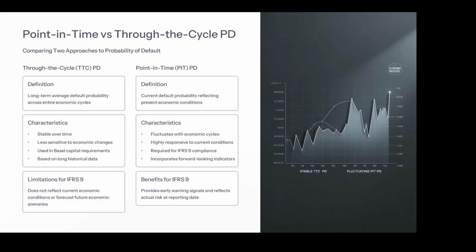So what's the difference between point-in-time PD and through-the-cycle PD? Through-the-cycle PD averages risk over many years. It's stable but slow to react to changes. It's great for Basel capital requirements but not for IFRS 9. Point-in-time PD reflects the here and now. It's sensitive to economic changes and gives an early warning of rising credit risk. That's exactly why IFRS 9 mandates it.